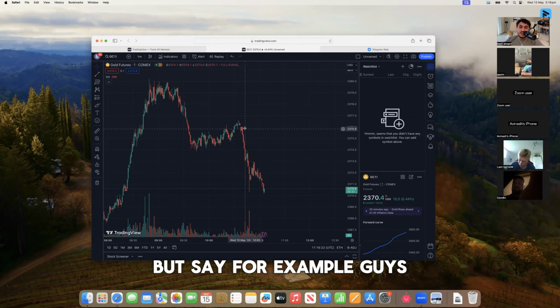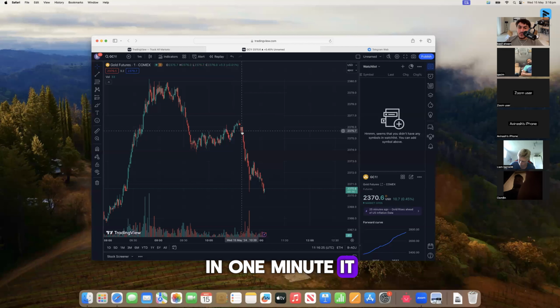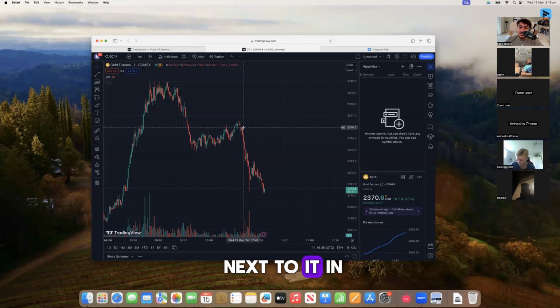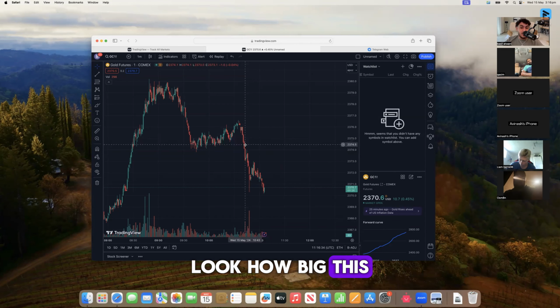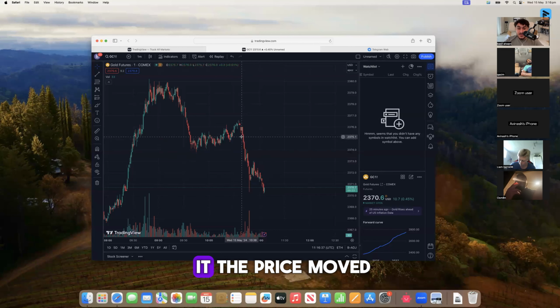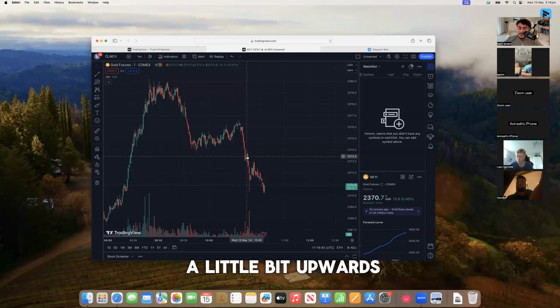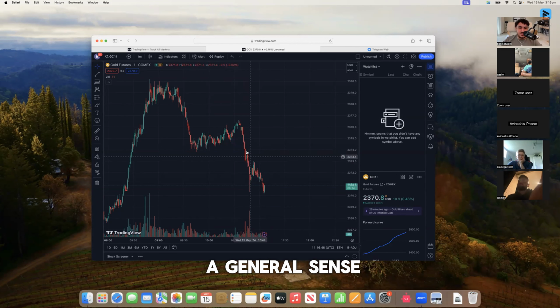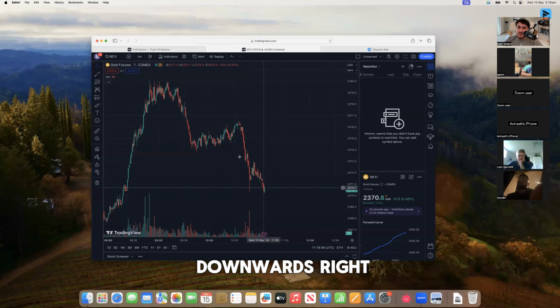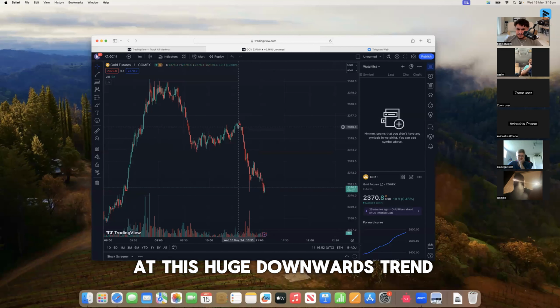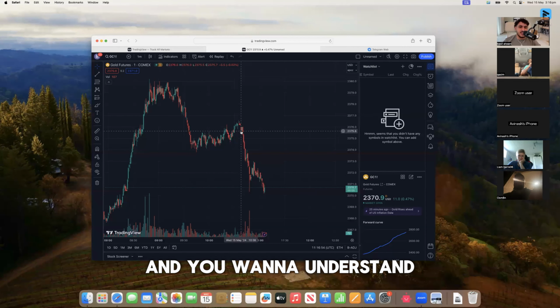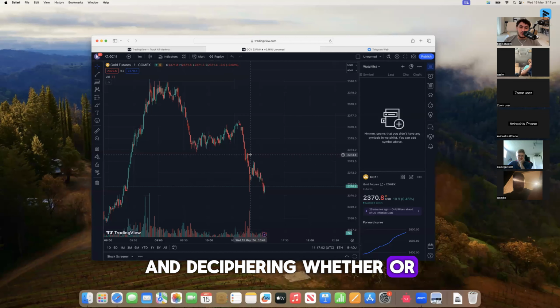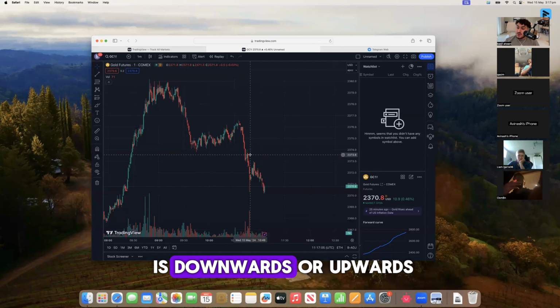But say, for example, guys, if we have a look on this green candle, in 1 minute it only moved a little bit upwards, and then the one next to it, in 1 minute it moved down quite a lot, and then the next minute it kept moving down, and look at how big this one is, and this one's even bigger. So in 4 minutes the price moved quite a lot down, and then the next 2 minutes the price only moved a little bit upwards. So if you're looking at this just as a general sense, you can see that the market trend is downwards, right? Look at this huge downwards trend. So if you're someone who's looking at this and you want to understand, is the market going upwards now, is the market going down, you're going to be looking at these candles and deciphering whether or not the trend is downwards or upwards.